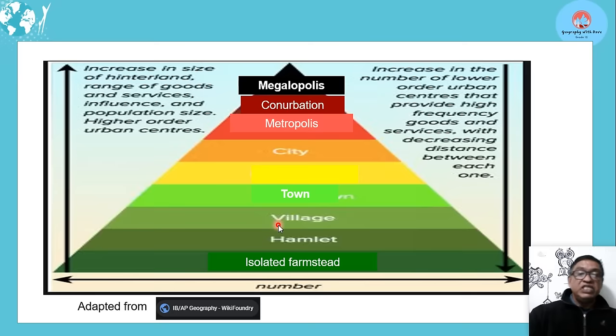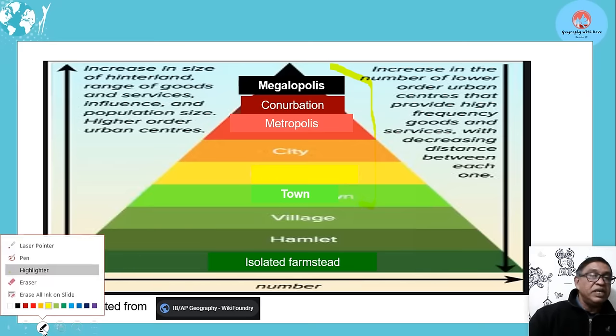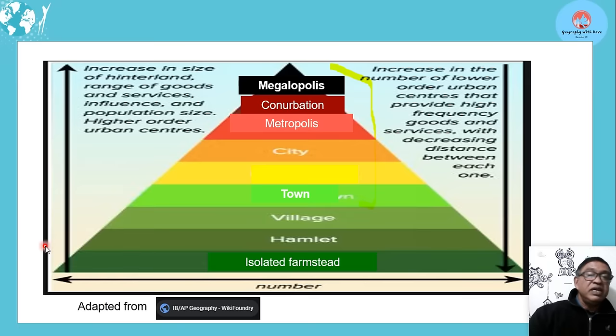Then we come to the village, which is a more organized grouping of farmsteads. It's also a larger grouping of farmsteads. And maybe it's more organized because it's around a road or a water source, etc. So there's a smaller number. Then from here, if I draw a little line from there going down to here, that makes up your urban hierarchy.